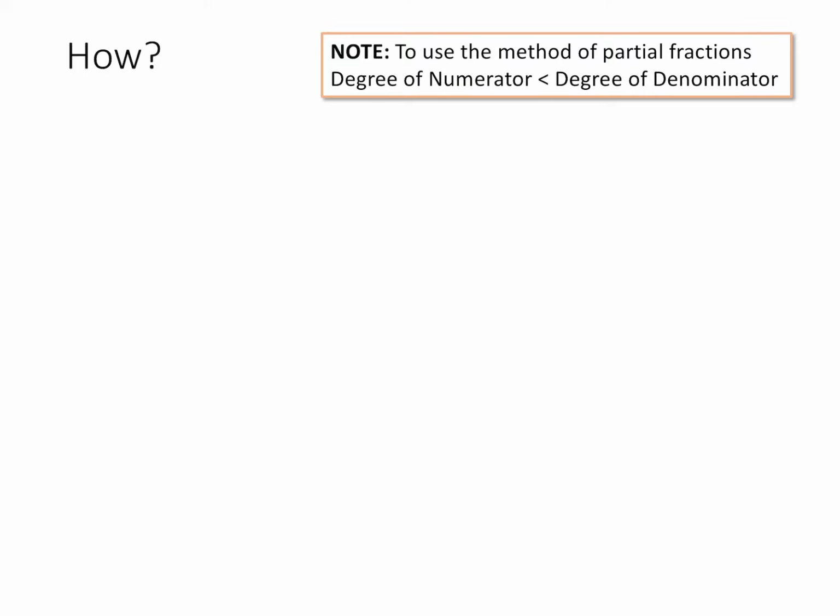So for the function that we were looking at, the degree of the numerator was 1. It was 7x plus 17, so the x was to the power 1. And in the denominator, we had an x squared. So the degree of the numerator was 1, and the degree of the denominator was 2. So we can use this method of partial fractions. So how do we do it? Well, the first step will be to factor. Factor the numerator, factor the denominator.